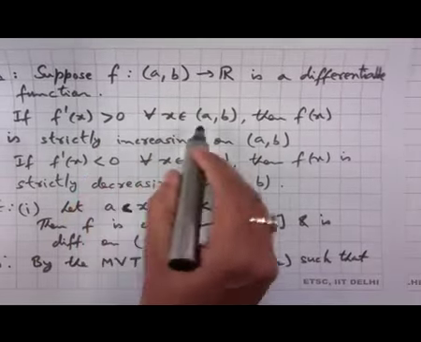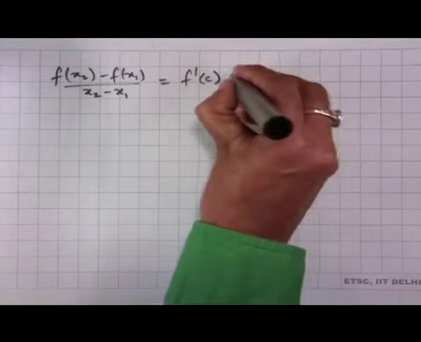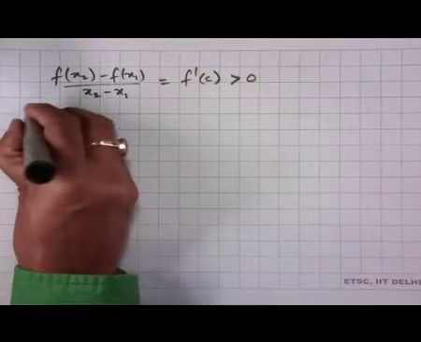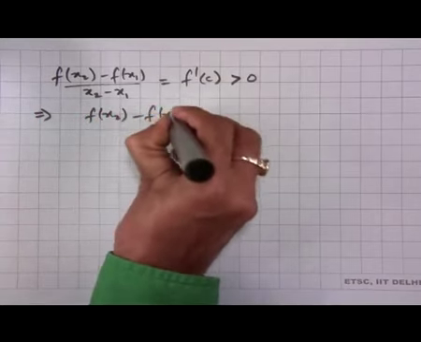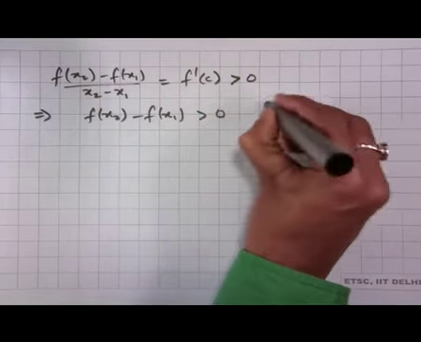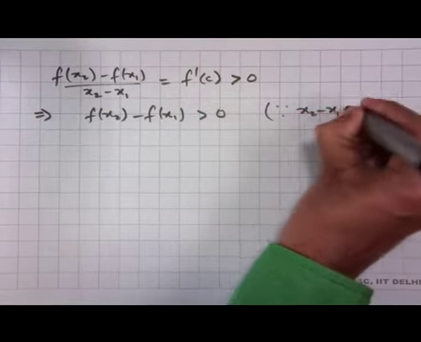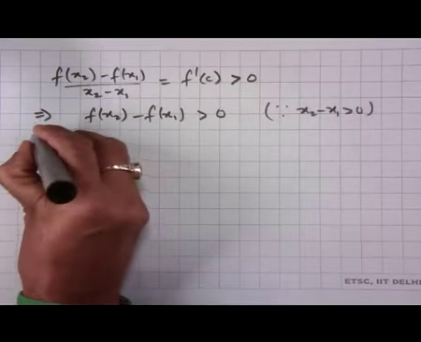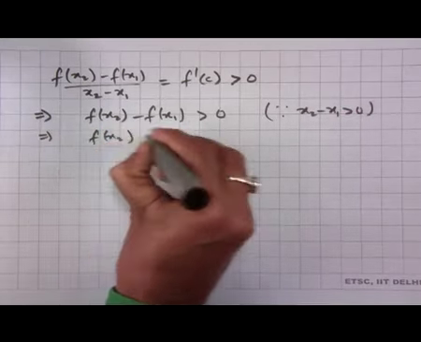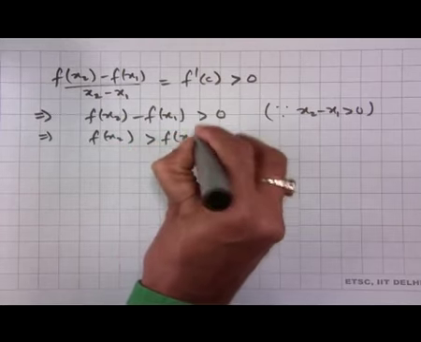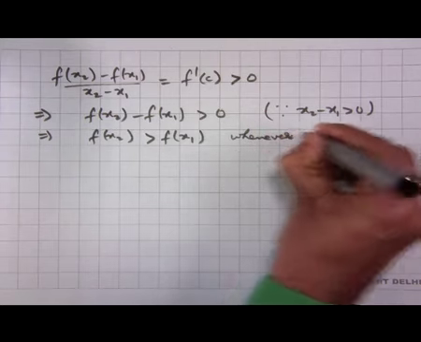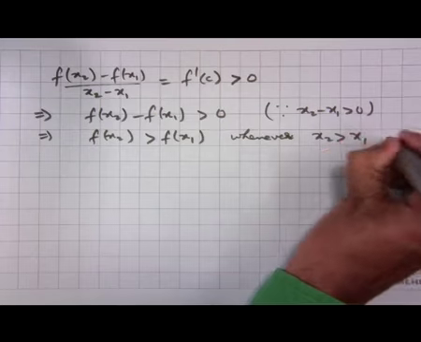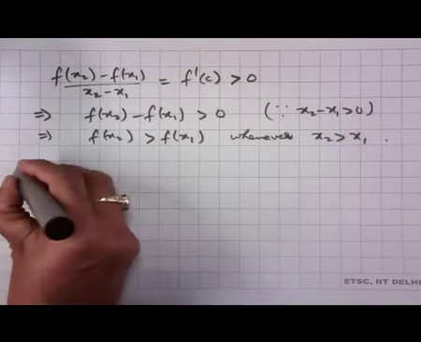But we have assumed that the derivative is strictly positive on the whole interval. So, this we know is strictly positive, and this implies f of x2 minus f of x1 is positive. This is because x2 minus x1 is positive. So, f of x2 is greater than f of x1 whenever x2 is greater than x1. The second part is similar.